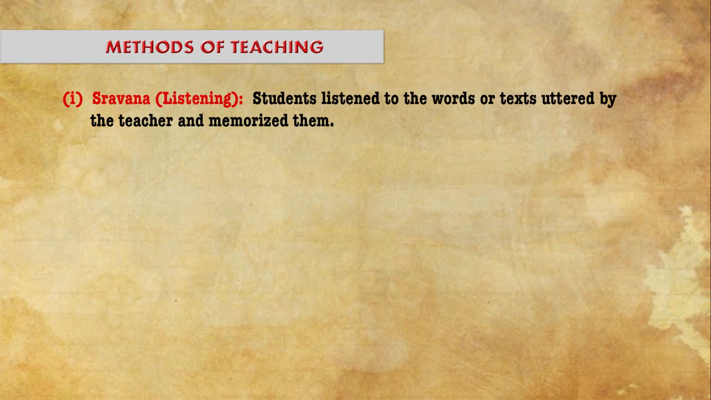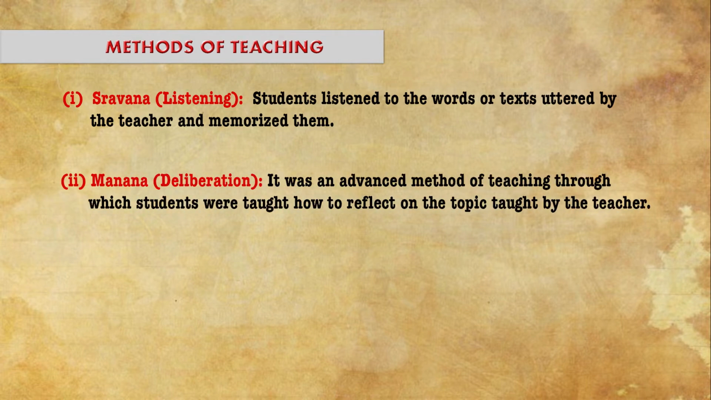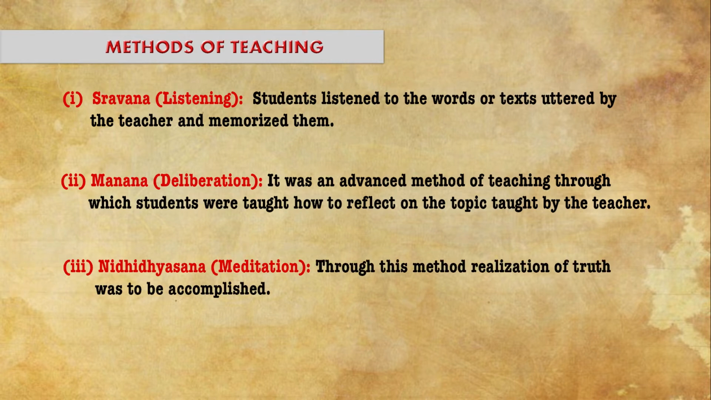and the teacher. The second method was Manan. Manan means deliberation. It was an advanced method of teaching through which students were taught how to reflect upon the topic taught by the teacher. And the third method was Nidhidhyasana, or we can say meditation. Through this method, realization of truth was to be accomplished.